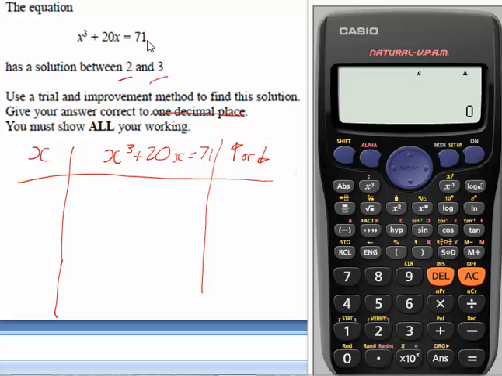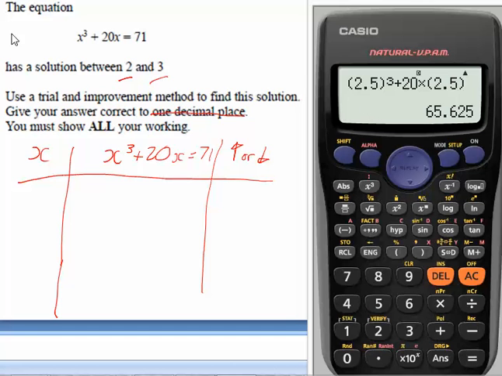and I'm going to put the equation in, starting at 2.5, which is a sensible place to start. I'm going to use brackets on my calculator to tell me what are the values of x that I'm going to change every time. So it's 2.5 cubed plus 20 times, I'm going to use a bracket again because there's another x, 2.5, and that gives me 65.625.